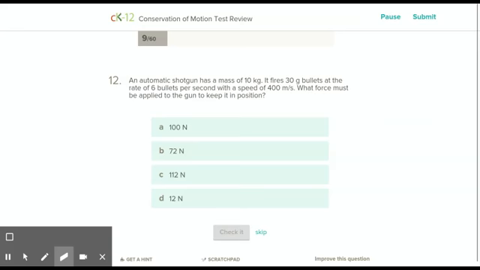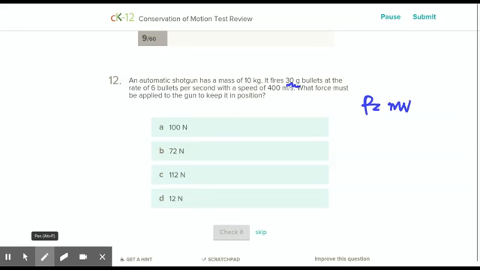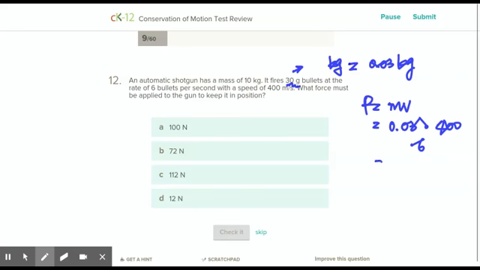So the momentum of the bullet is mv, right? However, the mass must be in kilograms. So you have to convert gram to kilogram first. Basically, you just divide 30 by 1,000. So it's 0.03 kilogram. And then 0.03 times velocity, which is 400. But how many bullets do we have? 6. So your answer is 72.